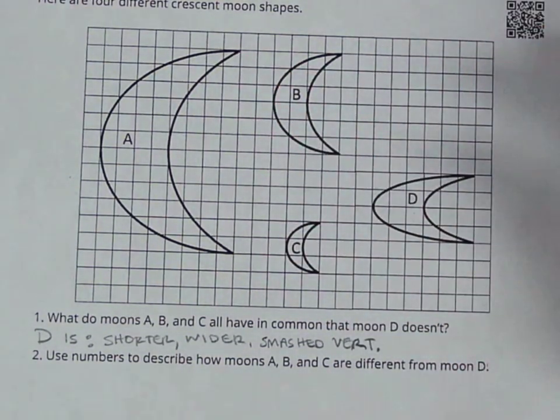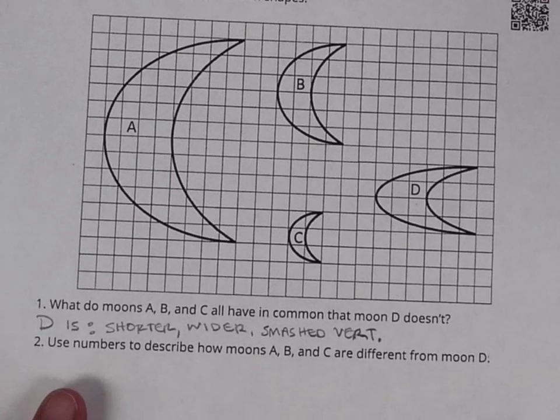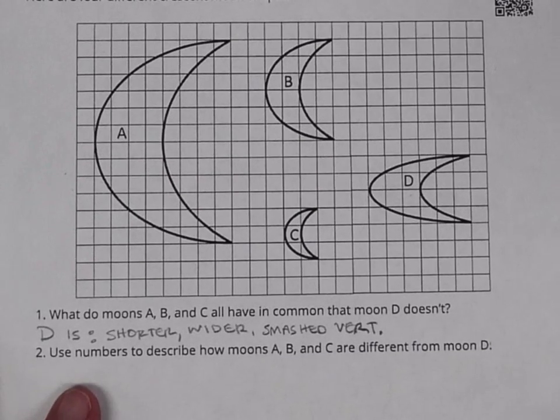But Sienna, one more thing about how these look different. B is half as wide as A, and C is half. Oh, okay. So I like where you're going there. So we'll just go on to number 2. Number 2, we're going to use numbers to describe how they're different.